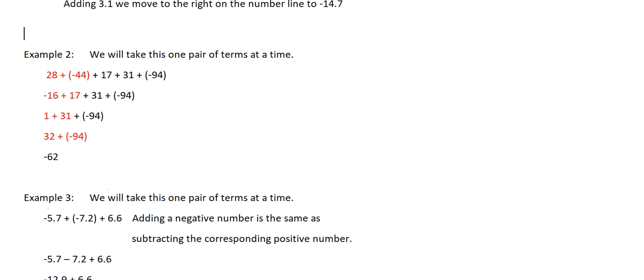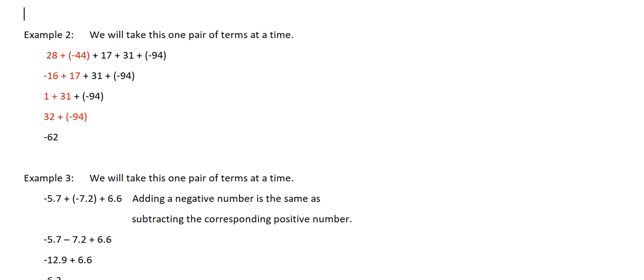All right, we're not going to leave the number line off of it this time. And we're just going to take several terms, and we're going to take them a pair at a time. So here we have 28, a positive number, plus a negative 44, plus 17, plus 31, plus minus 94. So let's take these first two here. A positive 28, minus 44. Notice that adding a negative number is the same as subtracting the same positive number. So 28 minus 44 is going to give you minus 16.